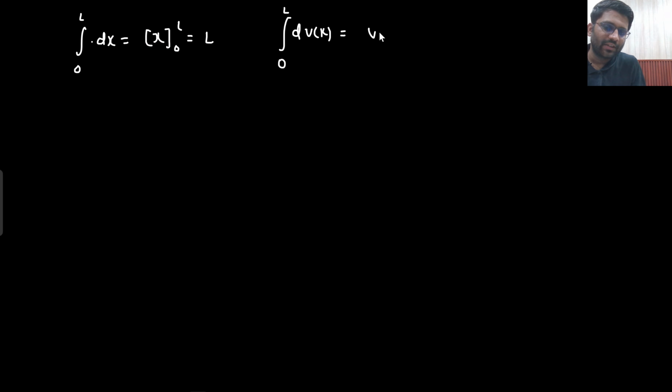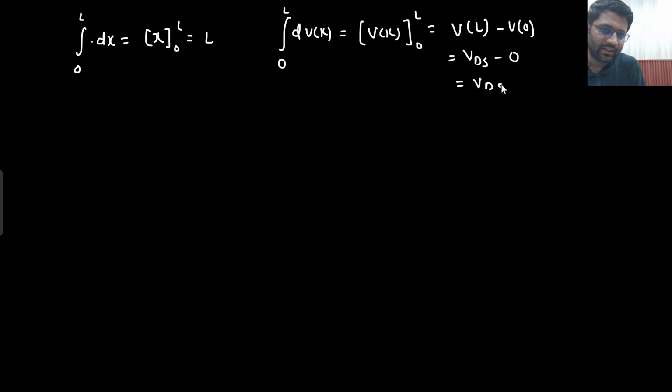So the integration of dVx would be Vx only from 0 to L. So V of L minus V of 0. What is the value of V of L? That is VDS. What is the value of V of 0? That is 0. So this integration is VDS.